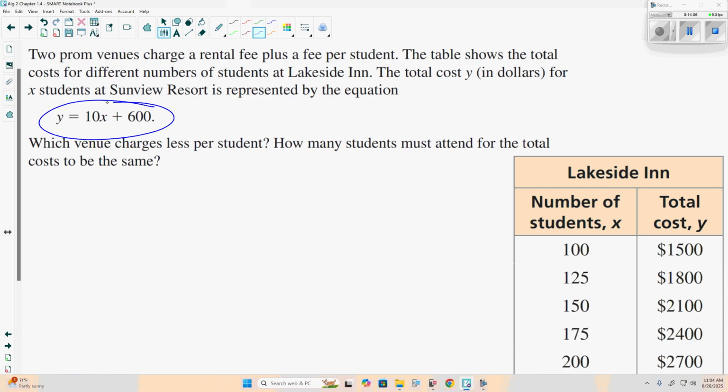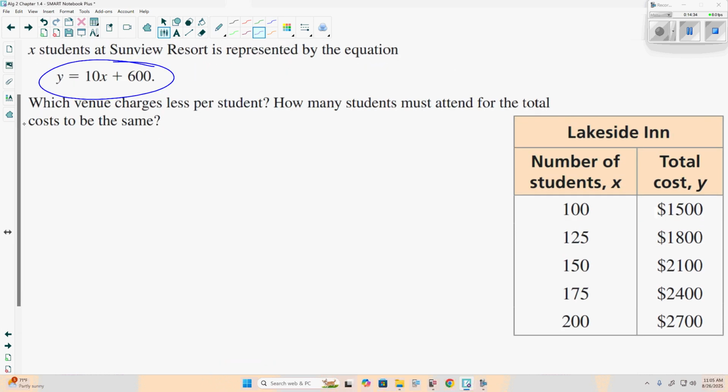So Sunview, they already gave us the equation: y equals 10x plus 600. Now we don't know what the equation is for Lakeside to see how much we're going to get charged per student. So we're going to have to find the equation for Lakeside.